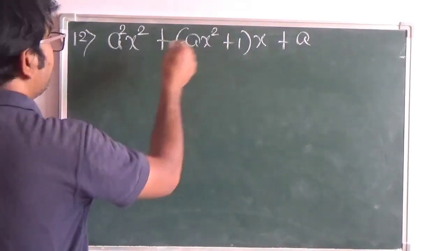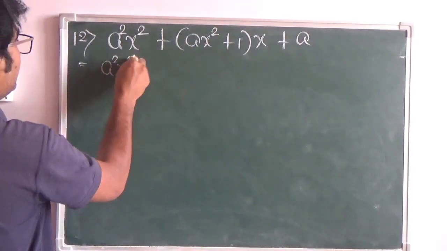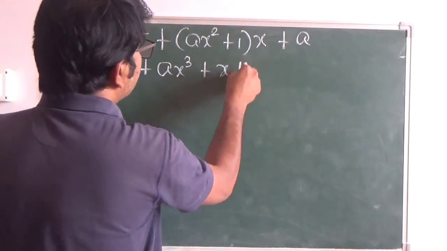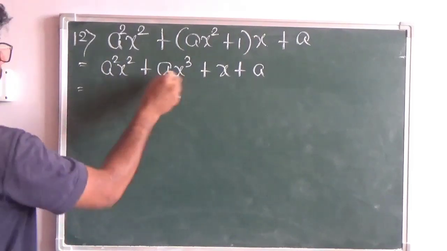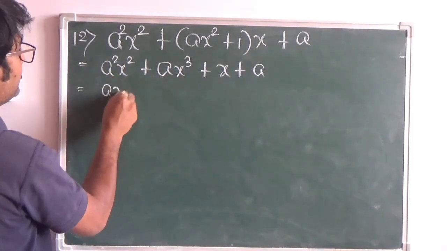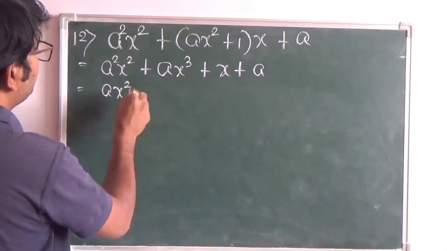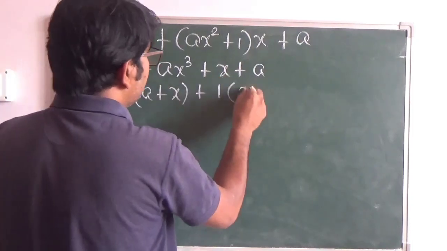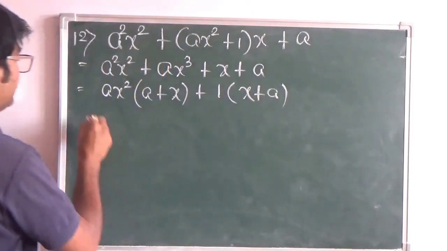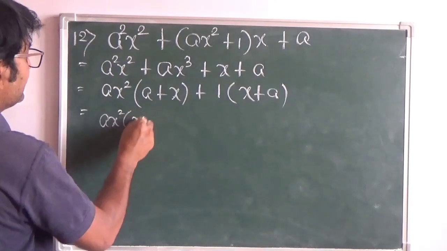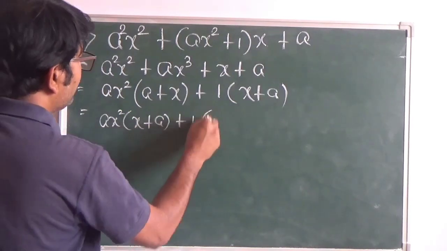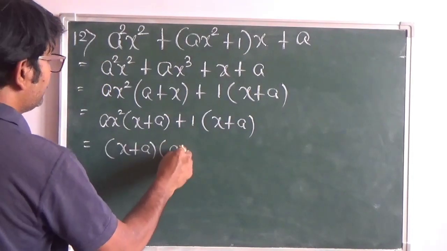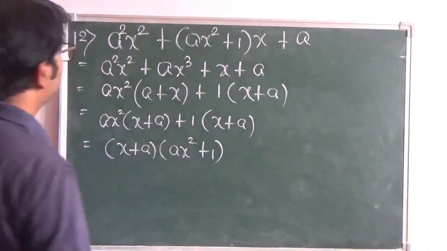So what you do is you open the bracket, we have a square x square plus, it becomes ax cube plus x plus a. From the first two terms you can take a x square common. If you take a x square common, then you will be left with a plus x, and here one common, so it is x plus a. So it is same as x square into x plus a plus 1 into x plus a. So you take x plus a common, you are left with x square plus 1.